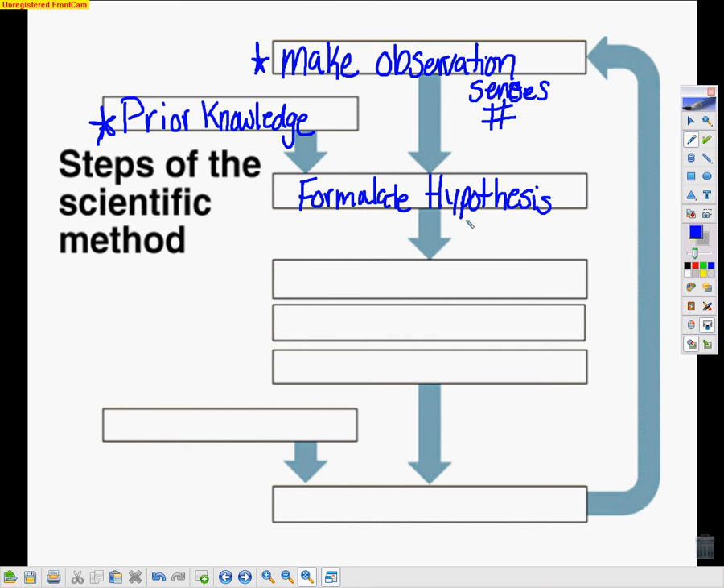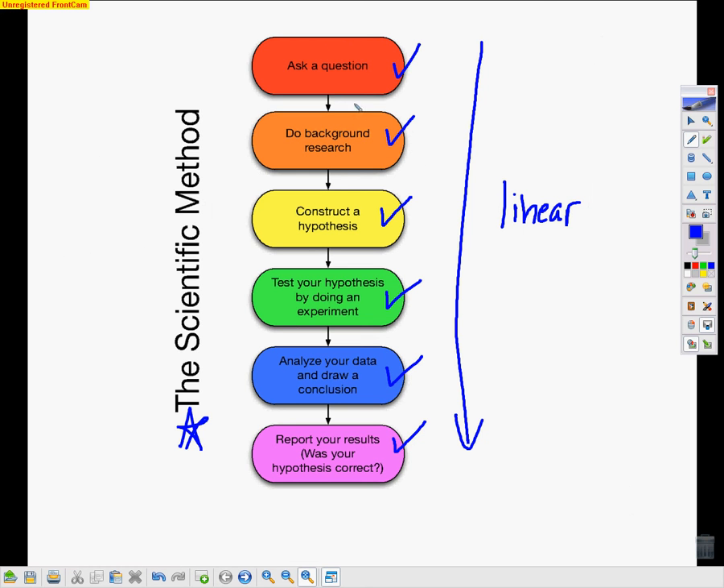Now here's where our steps seem very similar from that last picture that I showed you. Let's look over here. So far, we've kind of asked a question, we've done some research, consulting prior knowledge, we made a hypothesis. Okay, good so far. It's almost like we could put check marks by this step.